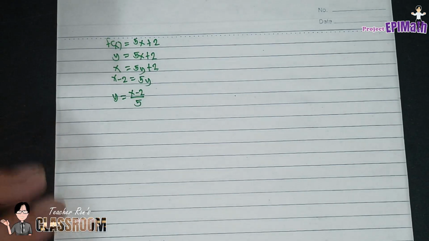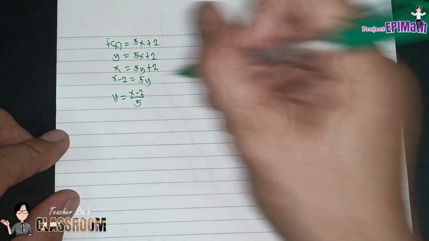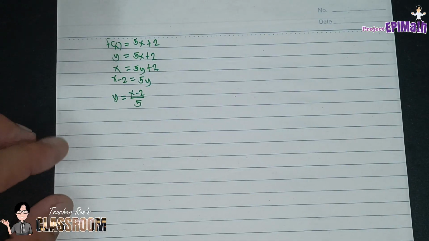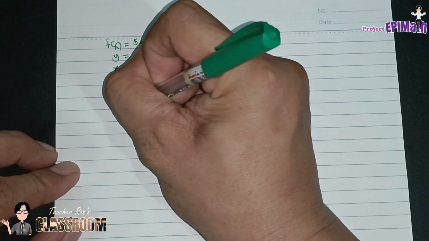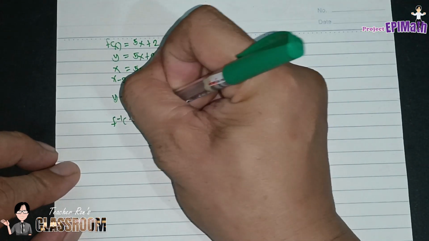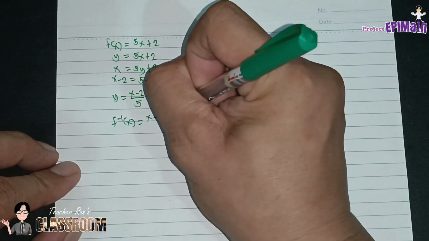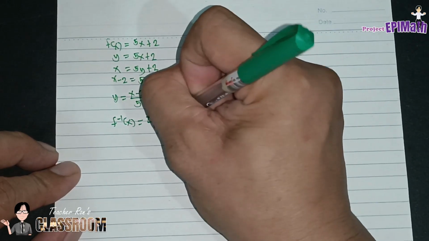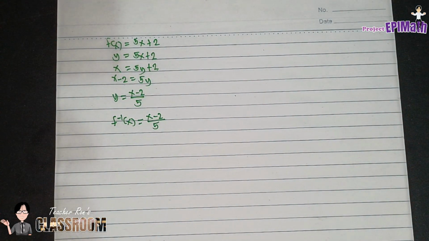Yeah, we have now our new y. Y equals x minus 2 over 5. So let us write that in the inverse notation. The inverse of f of x equals x minus 2 over 5. Okay, that is for our example number 1. Number 2.